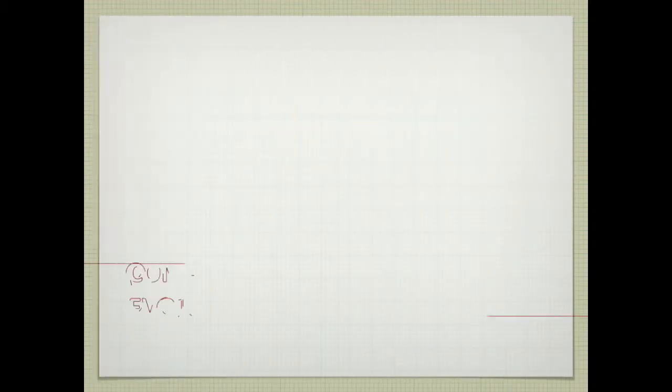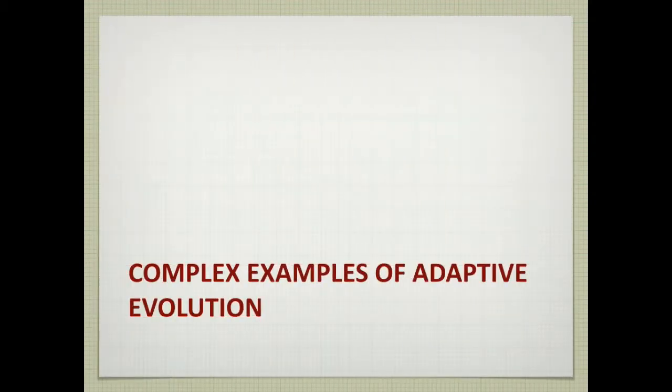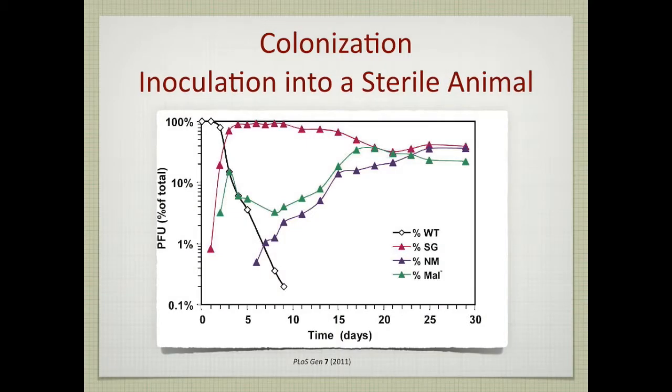Okay, so at the end of the chapter, I have a couple of examples of complex adaptation. So this is a very interesting paper. This is colonization of a sterile animal. So there are sterile animal facilities around where mice are being bred or other animals in a sterile environment. So there's no microbiome in them. And very expensive, by the way, as you might imagine, to house these animals. And then you can feed them a defined dose of microbes.